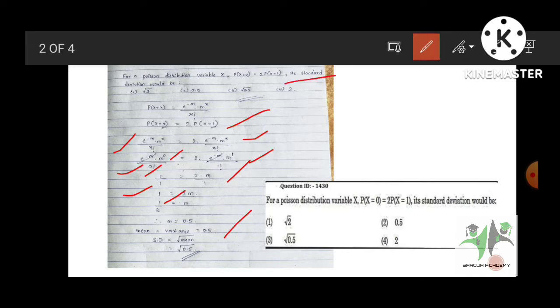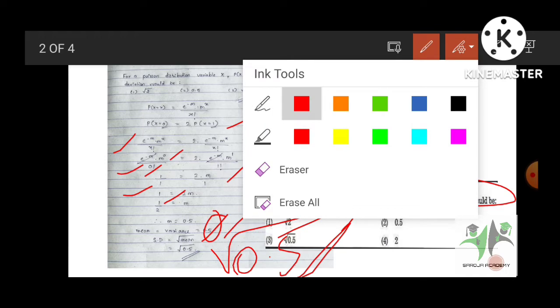क्वेश्चन में हमें पूछा है स्टैंडर्ड डिविएशन. सी स्टैंडर्ड डिविएशन वुड बी, सो स्टैंडर्ड डिविएशन इक्वल्स टू रूट ऑफ मीन. सो मीन मिला है मुझे 0.5, तो रूट ऑफ मीन, दैट मीन्स रूट ऑफ 0.5 इज माई आंसर. इज इट क्लियर? ओके, वन मोर क्वेश्चन फॉर प्रैक्टिस.